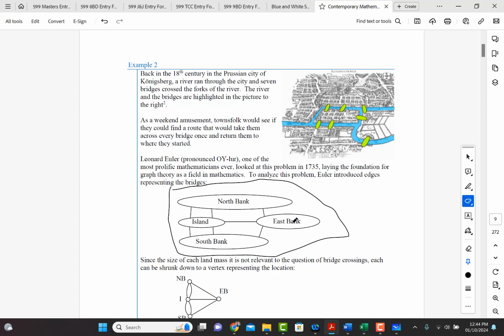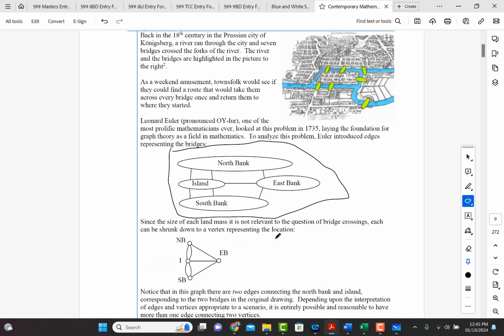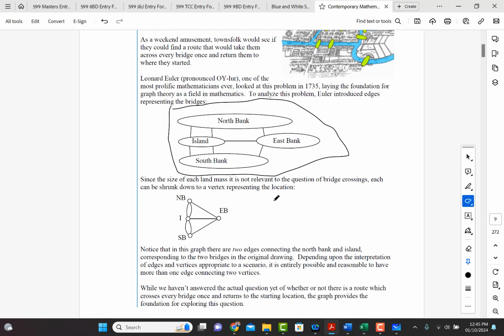But we could have done this a little differently. So since the size of each of the landmasses is not relevant to the question of the bridge crossings, each can be shrunk to a vertex representing the location. So we can rewrite the graph or redraw the graph like this.